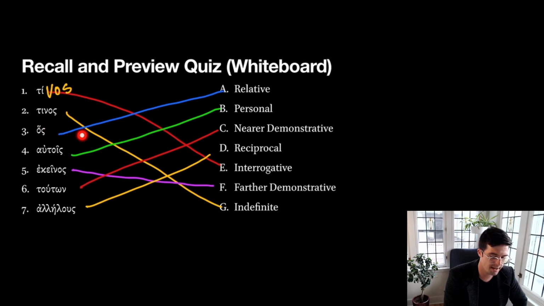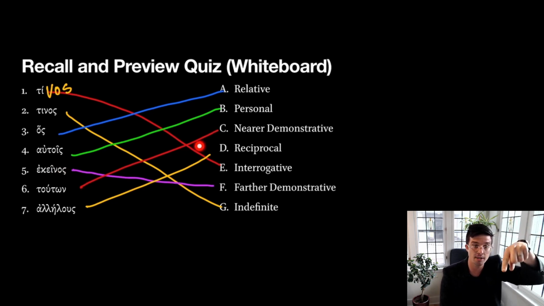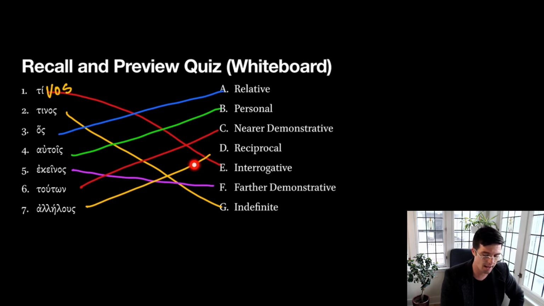Hos, rough breathing mark, relative pronoun. Autois, one of those we've been well familiar with, a personal pronoun. Ekeinos, a farther demonstrative pronoun, that, farther away. Houtos, a nearer demonstrative pronoun, this, here. And lastly, allelous, a reciprocal pronoun meaning of one another, or just one another in the case of the accusative here.